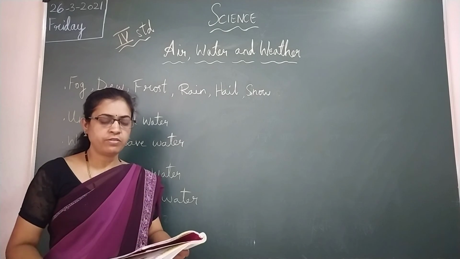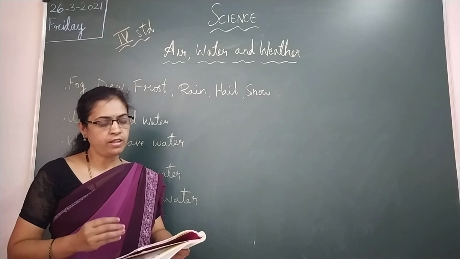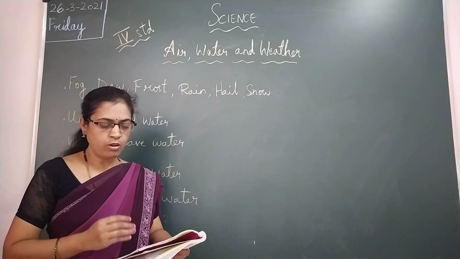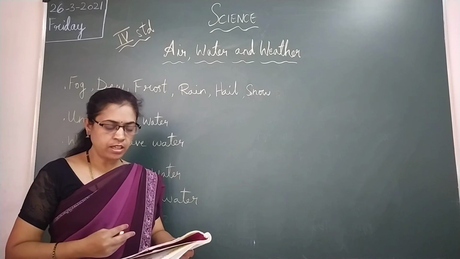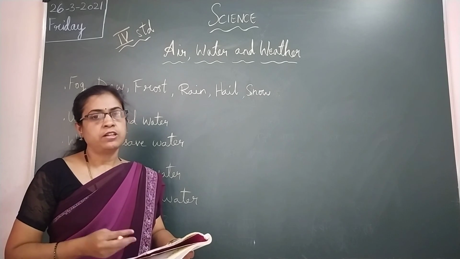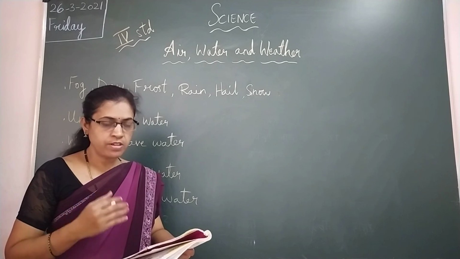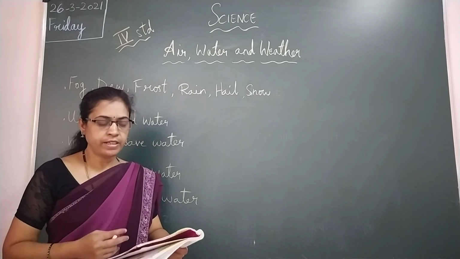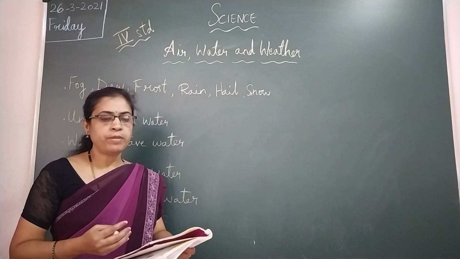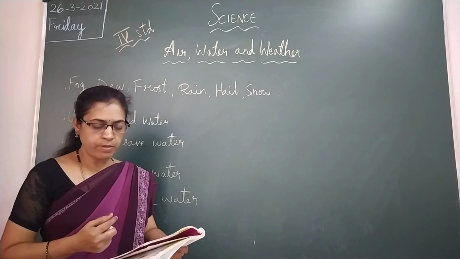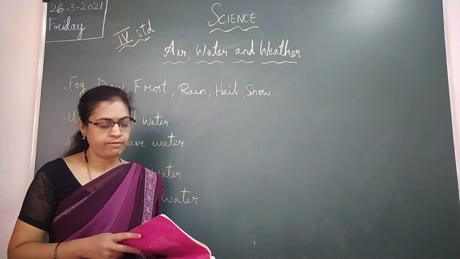The climate is different from weather. It is the regular pattern of weather conditions of a particular place. Both weather and climate are influenced by temperature, humidity, moisture in the air, clouds and winds.